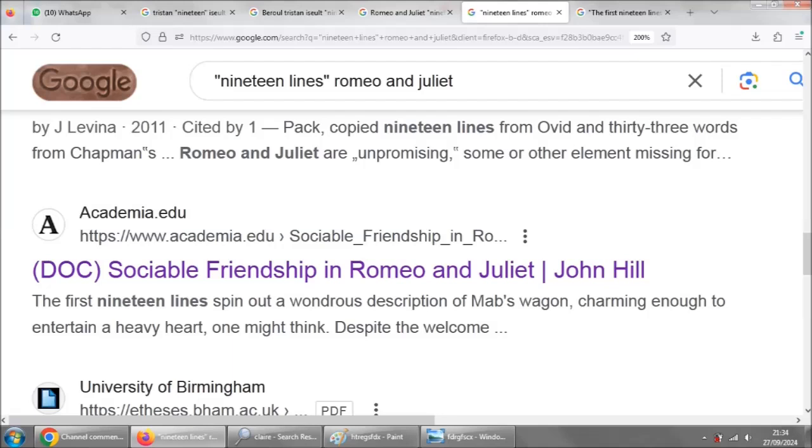William Shakespeare back there. And so when we see the entire story of Romeo and Juliet, what do we see? The first 19 lines spin out a wondrous description of mad wagon, charming enough to entertain a heavy heart, one might think. Yes, it's the beginning. It's Act 1. Yes, so the thing is the introductions. Now we'll go through the introductions to understand about Shakespeare.